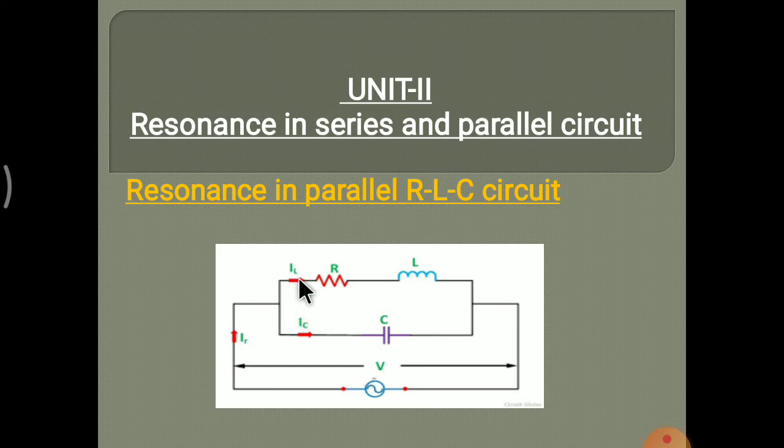Then IL is the current which flows through branch 1, and IC is the current flowing through branch 2. This is the first branch, this is the second branch. IL flows through the R and L, IC flows through the C. This is the parallel RLC resonance circuit.